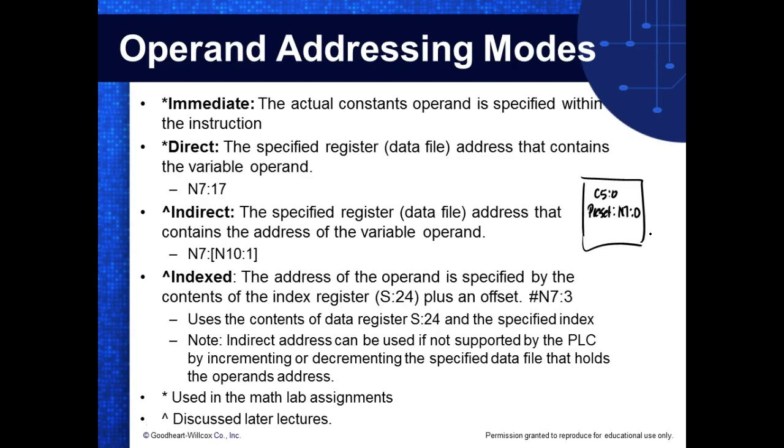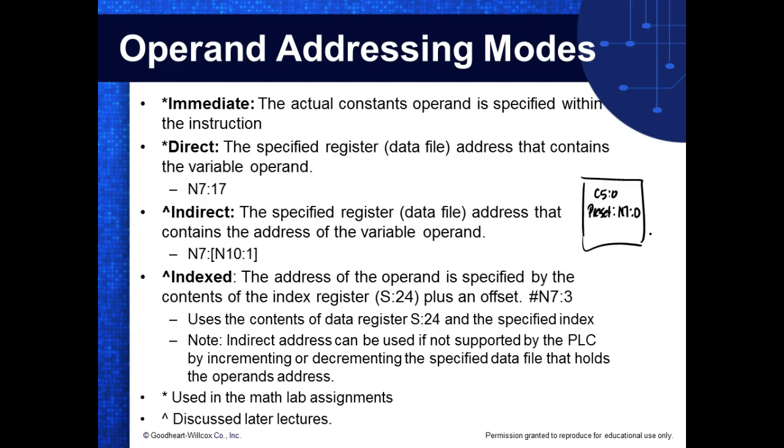The address that contains the address of the operand. So in Allen-Bradley PLCs you specify indirect addresses by putting them inside brackets. It says N10:1. So what's going to be at N10:1? The address of the operand. So here we're going through two different stages to find where the operand is. N10:1 is not the operand, it's the address of the operand. And it gives us the ability to be really flexible in how we get these operands, right? We can do all types of stuff, which is pretty good.